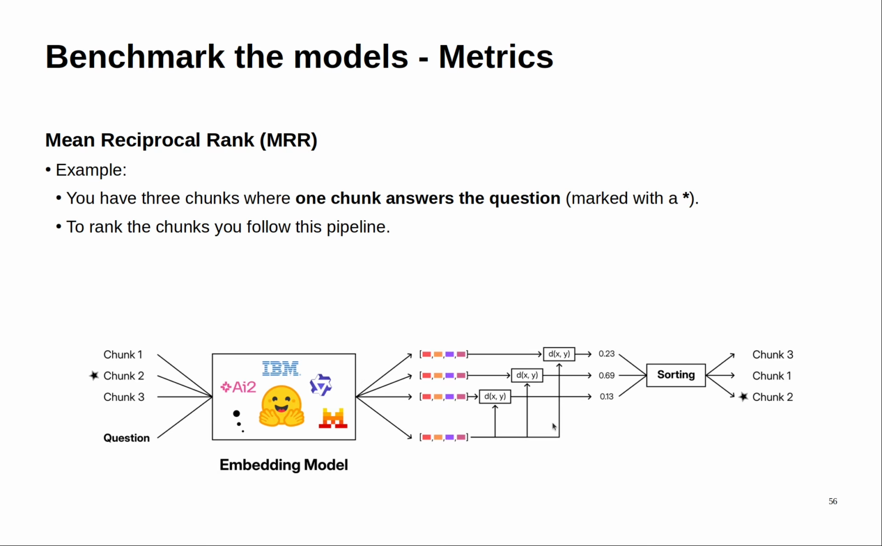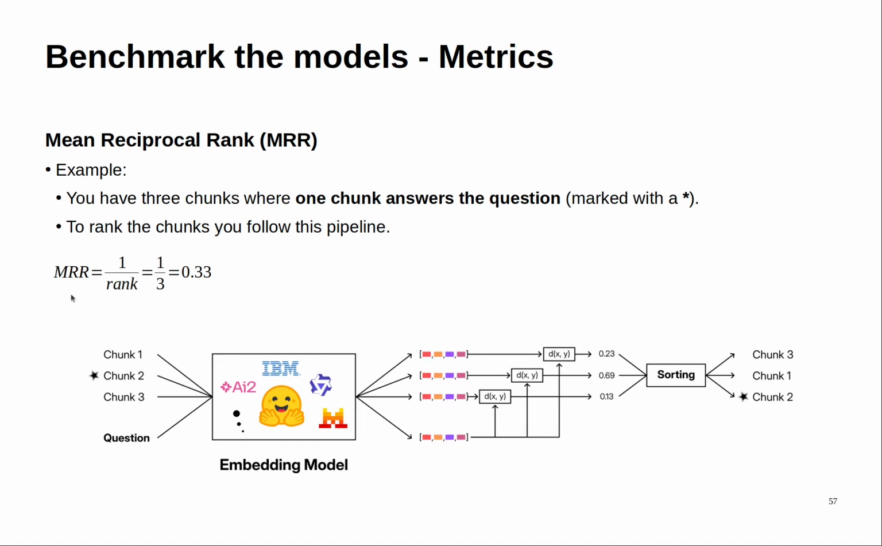So after calculating the distance between the question and the other text chunks, you will get 3 values. And here, if you decide to use distances, you will sort the chunks in an ascending order. Here, for example, 0.13 will be first, after that 0.23 and 0.69. But if you decide to use similarity functions, you will order the chunks in a descending order. In that case, 0.69 will be first, then 0.23 and 0.13. But since I use distances, I ordered them in an ascending order. And as you can see, chunk 2 appeared last.